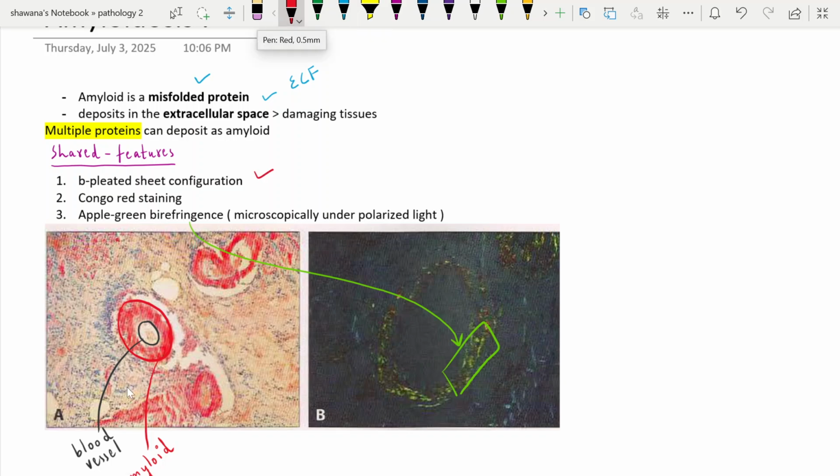First is the beta pleated sheet configuration. It means that the proteins deposited as amyloid should have a beta pleated sheet configuration. Second, it should have Congo red staining. It means that when we stain that protein, it should stain with Congo red. And the third is the apple green birefringence. It means that under polarized light, the protein should show an apple green birefringence.